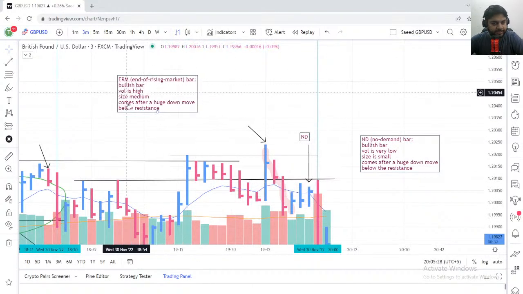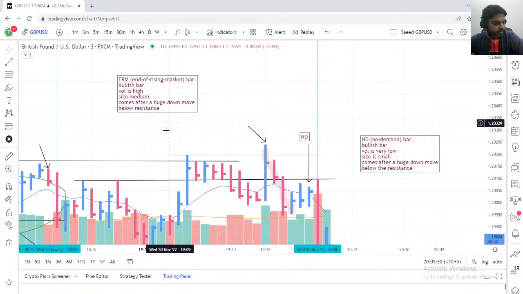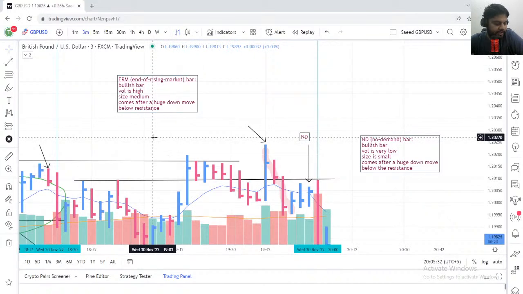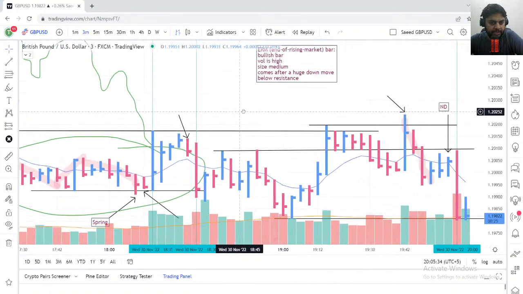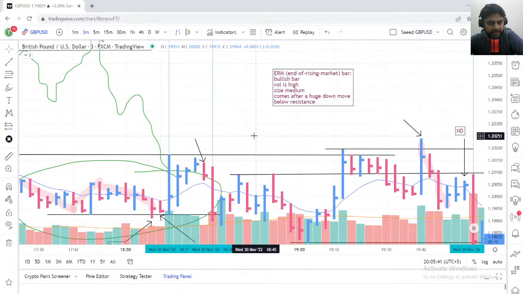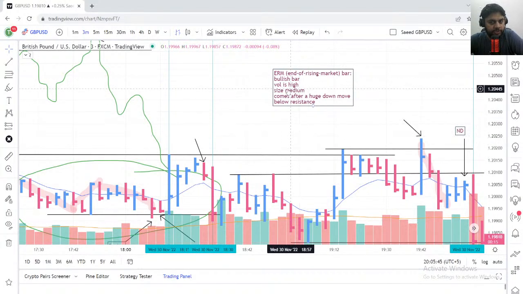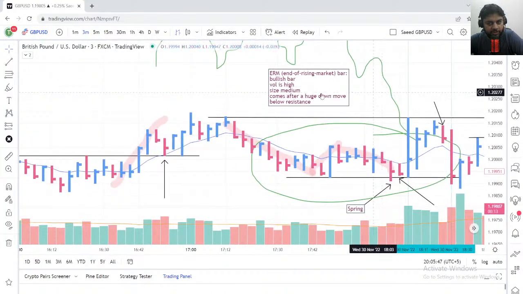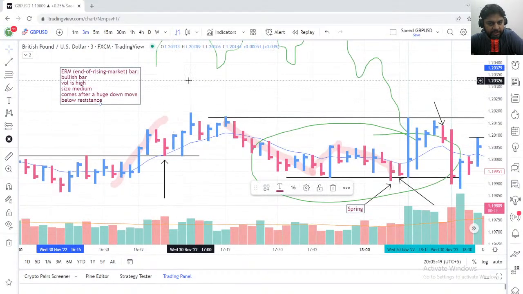Now let's discuss a little bit about ERM bar, end of rising market bar. What's an ERM bar, end of rising market bar? Well, it's a bar which has ultra high volume or very high volume. It also comes after a strength, and it's also a bullish bar. So let's look for this kind of bar in the market right now.